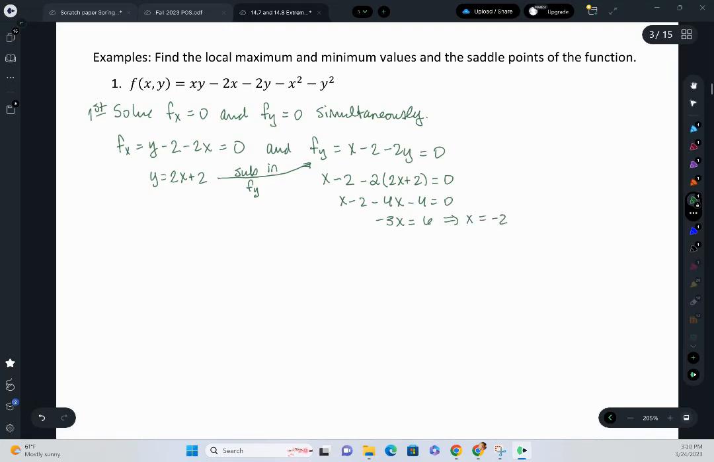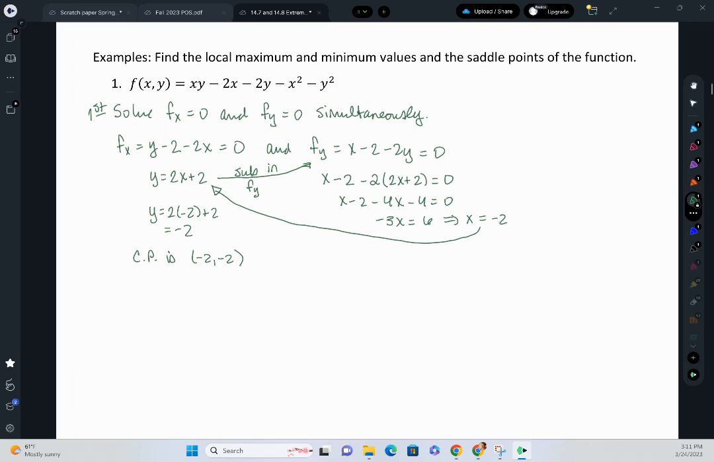Okay, now I'm supposed to take that and substitute it back into what I have for y. That means y will equal 2 times negative 2 plus 2, which is equal to negative 4 plus 2, which is negative 2. Okay, so I get a critical point of negative 2, negative 2.